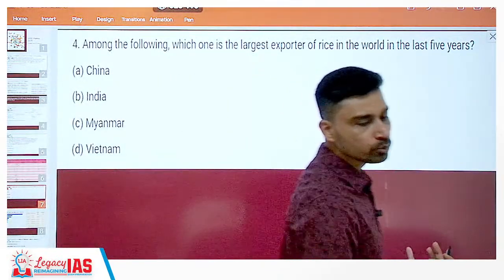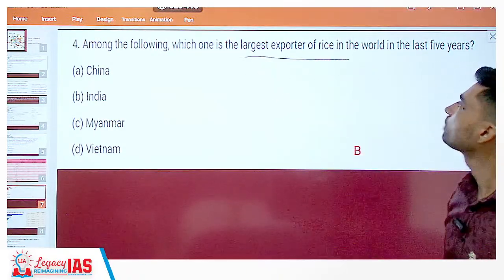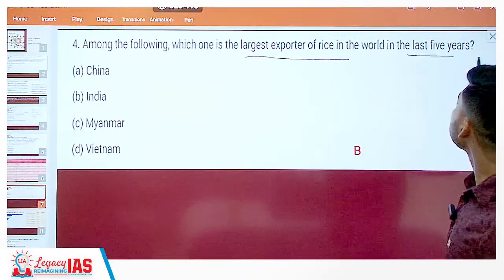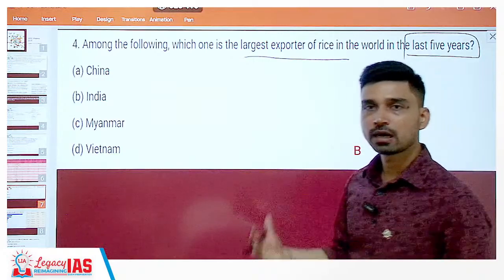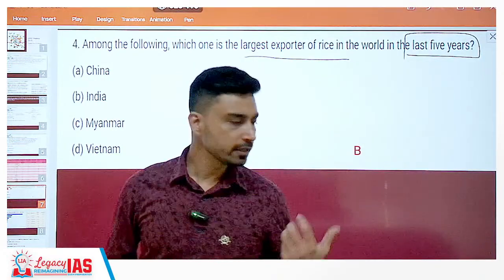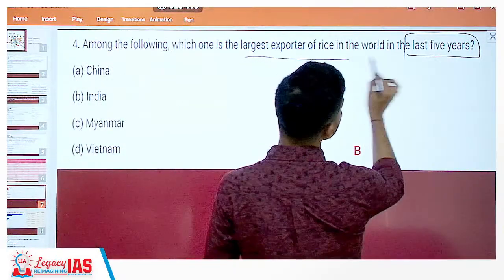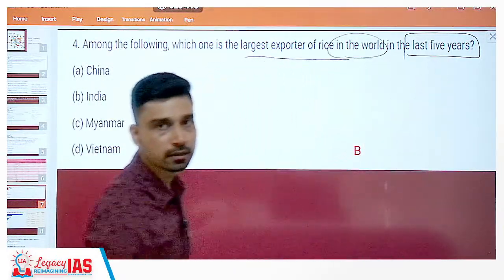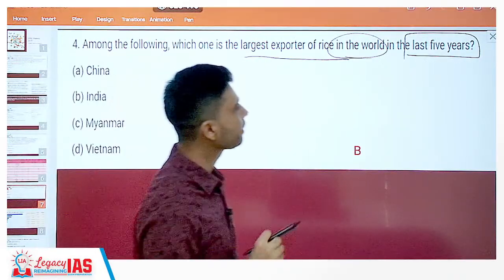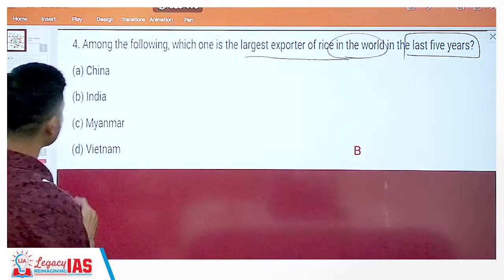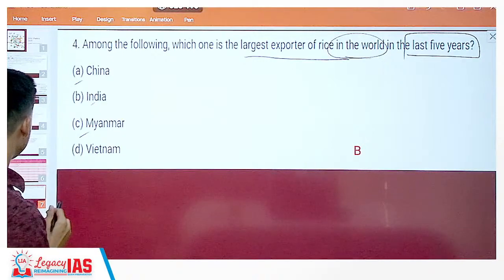Next is again related to rice crops: among the following, which one is the largest exporter of rice in the world in the last 5 years? Because this kind of data continuously keeps changing, if the time frame was not given, it would be very difficult to ascertain the right answer. Four options are given: China, India, Myanmar and Vietnam.